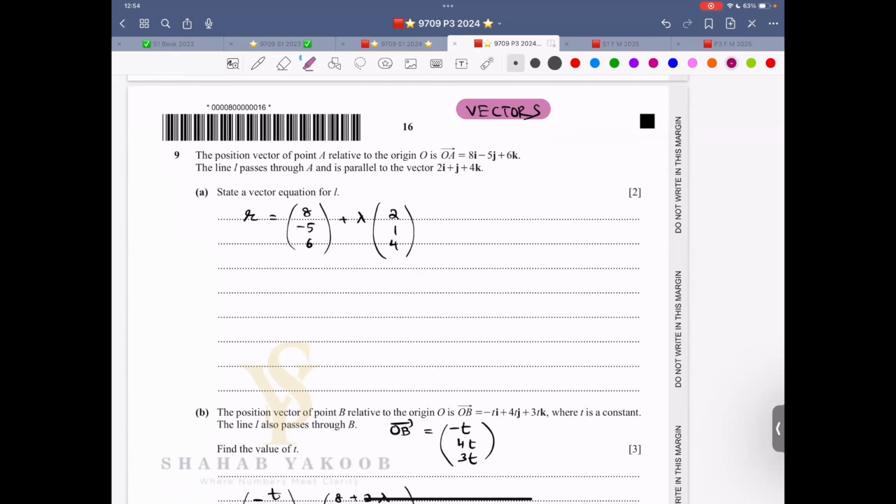So now over here, the position vector of point A relative to the origin is such and such. The line L passes through A and it's parallel to this vector, and that is OA. So now this OA, that is the position vector of the fixed point. That is 8, -5, and 6. And it's parallel to this vector 2, 1, 4. That's how the equation is written.